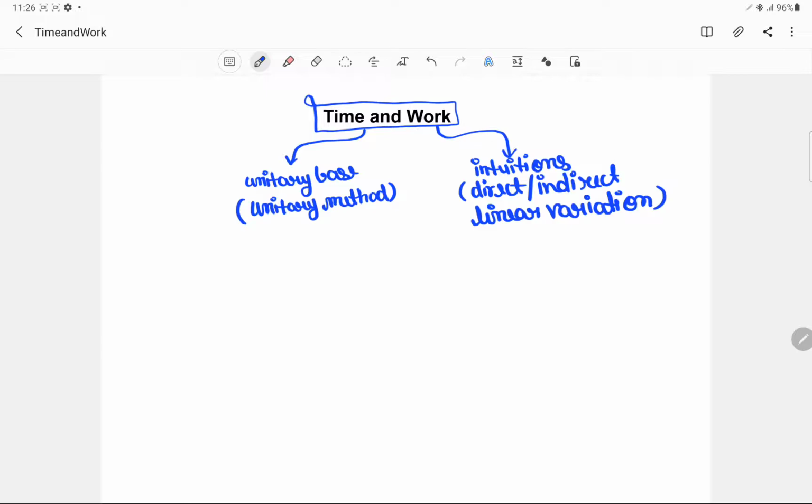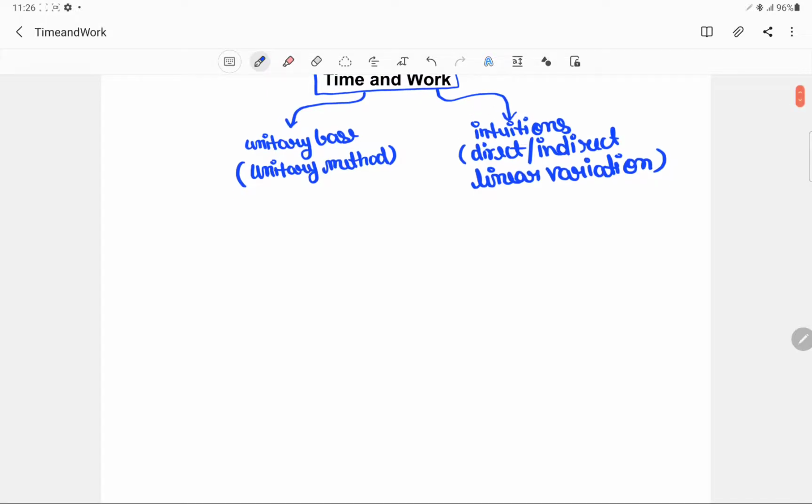Let's see what the unitary base is. We will divide our question into two parts. Whatever is given to us, we will keep it to the left. This could be the tool or the info. And whatever we are expected to calculate, we'll keep it to the right.